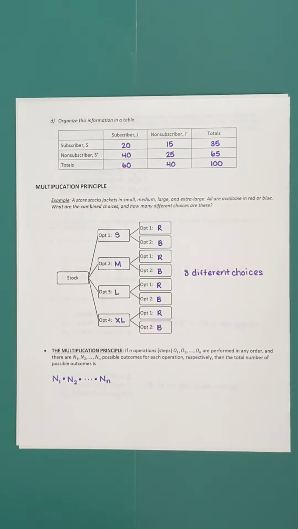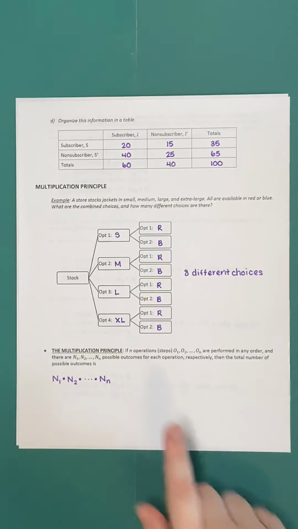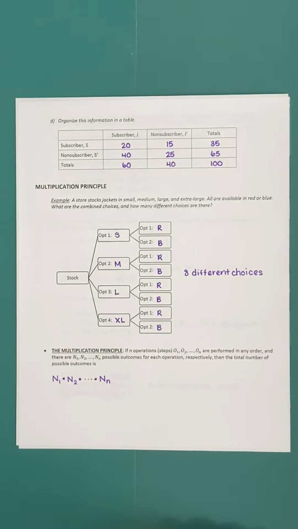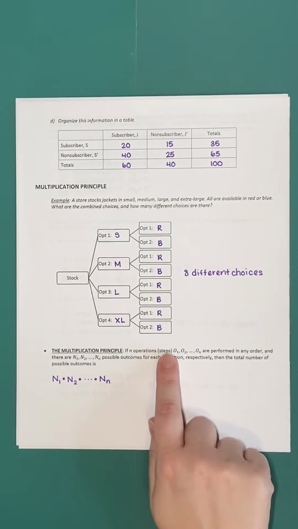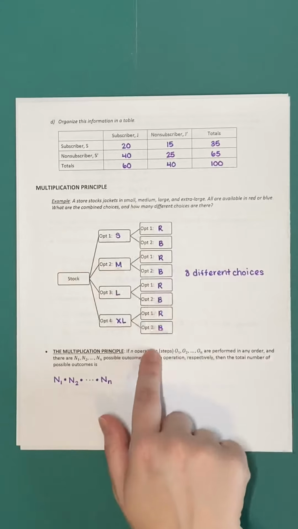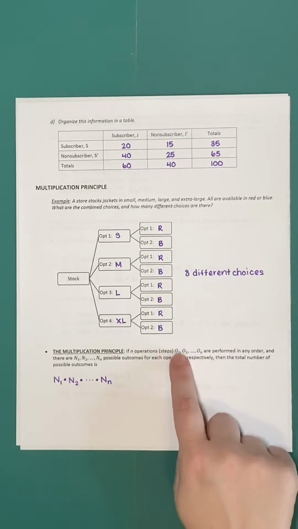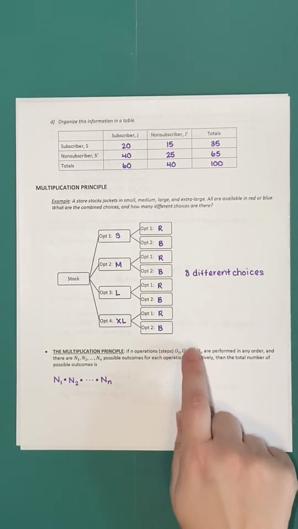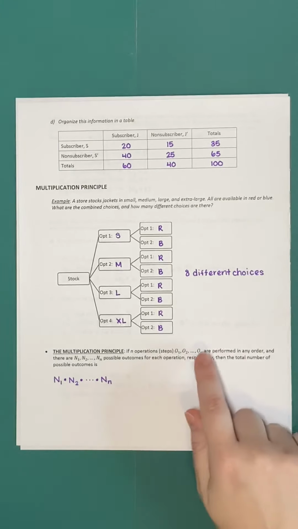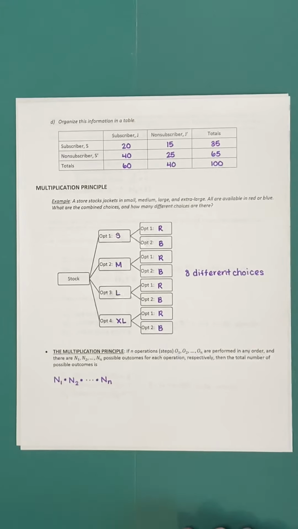And it's completely generalizable. If we were to do n operations, where n is just a generic counting number, we could do 5, we could do 10, we could do as many operations as we want. Think of those as steps in a process. Step 1 is choose your size. Step 2 is choose your color. We define those as O sub 1, O sub 2, all the way up to O sub n. Those are the actual physical steps we're taking. We can perform them in any order. The order does not matter.